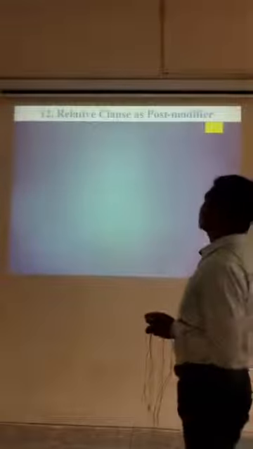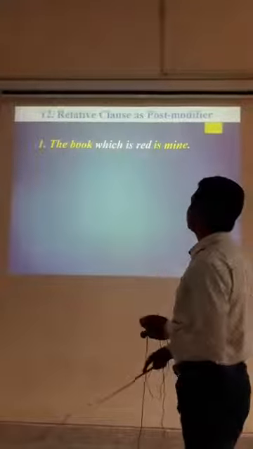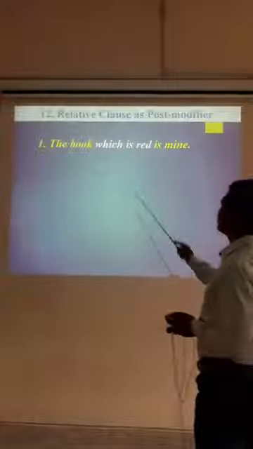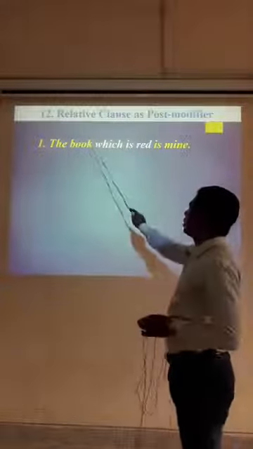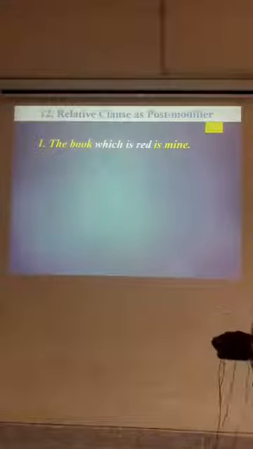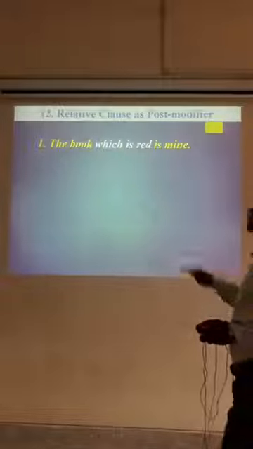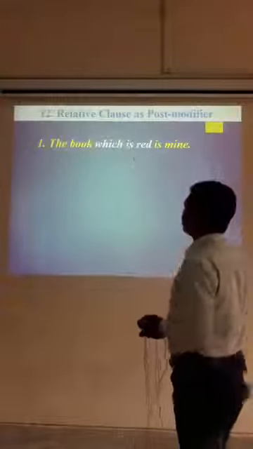Last of all, I think number 12 is relative clauses. We will see relative clauses used as post modifier. Number 1, the book which is read is mine. Which is read is a relative clause sitting after the word book. Sitting after the word book indicates the book. So this clause is used there as a post modifier.